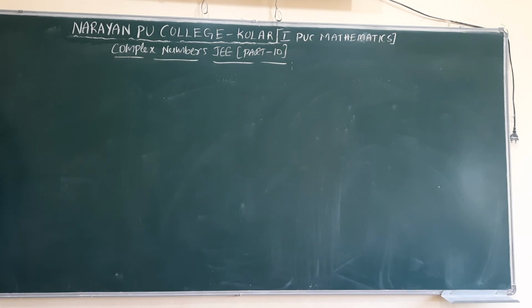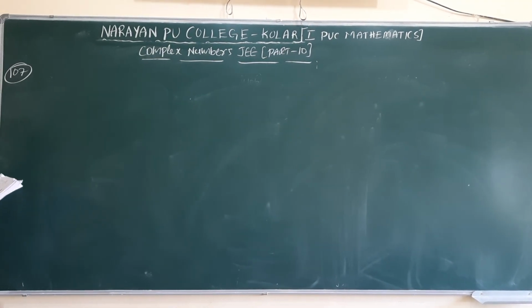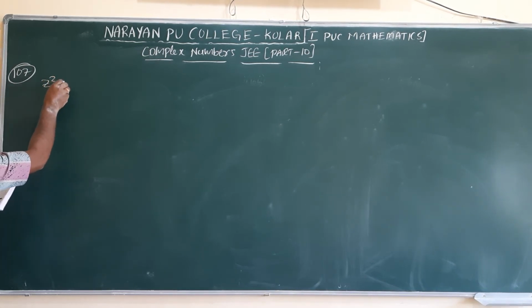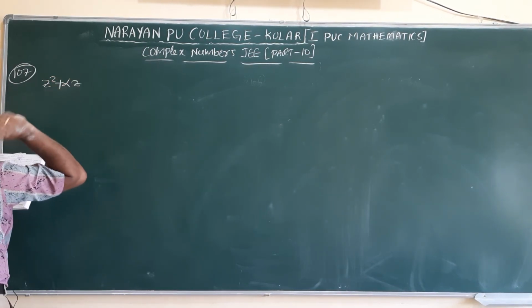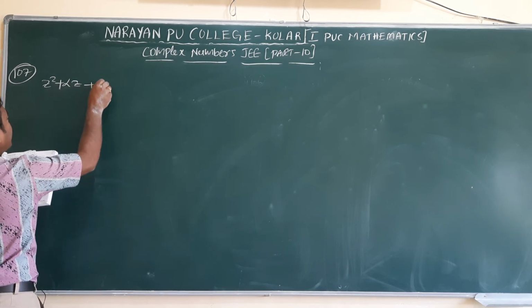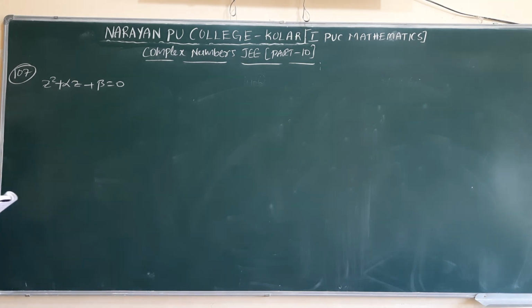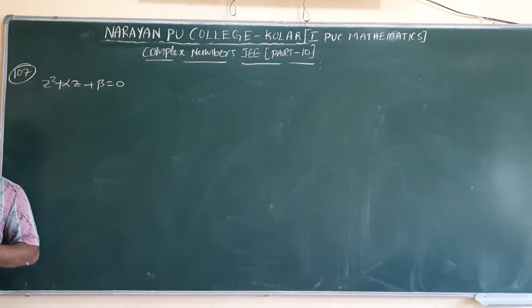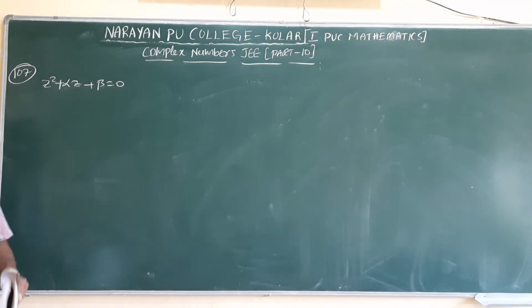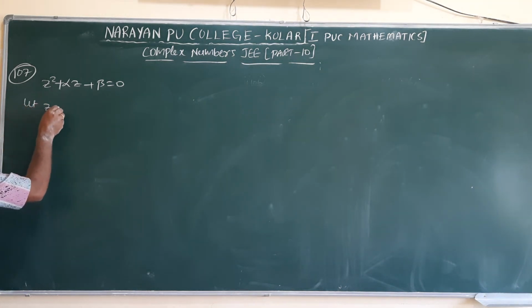Question number 107. z square plus alpha z plus beta is equal to 0, where alpha and beta are complex numbers, has a real root. Then here they have the real root, so we let z is equal to x.